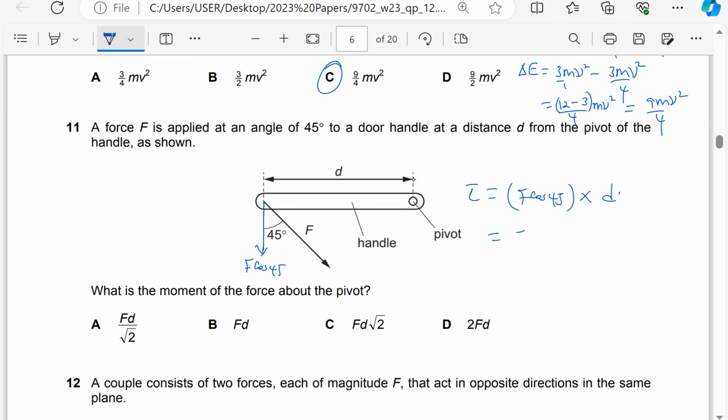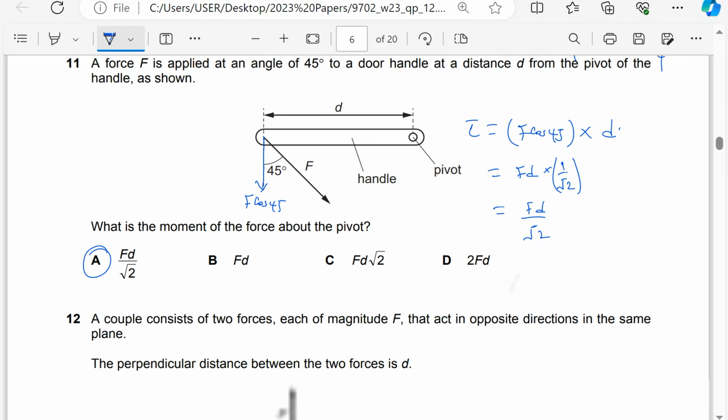So this means I'll have Fd times cos 45, which is 1 over root 2, which means it is Fd divided by root 2. So the answer is going to be A.